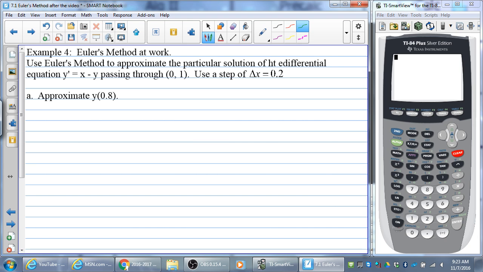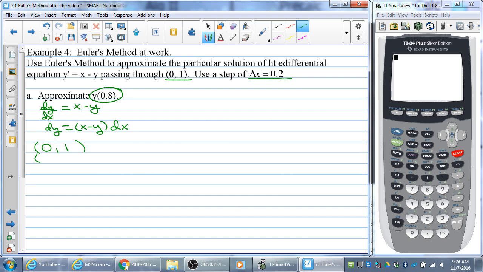This y prime can be written as dy over dx equal to x minus y. And then for Euler's method, we're going to split the differentials: dy equals x minus y times dx. dy and dx are changes in that variable. dy is small changes in y. dx is very small changes in x. Now we're starting out, they tell us, with the point (0, 1). They're telling us that the change in x is 0.2.